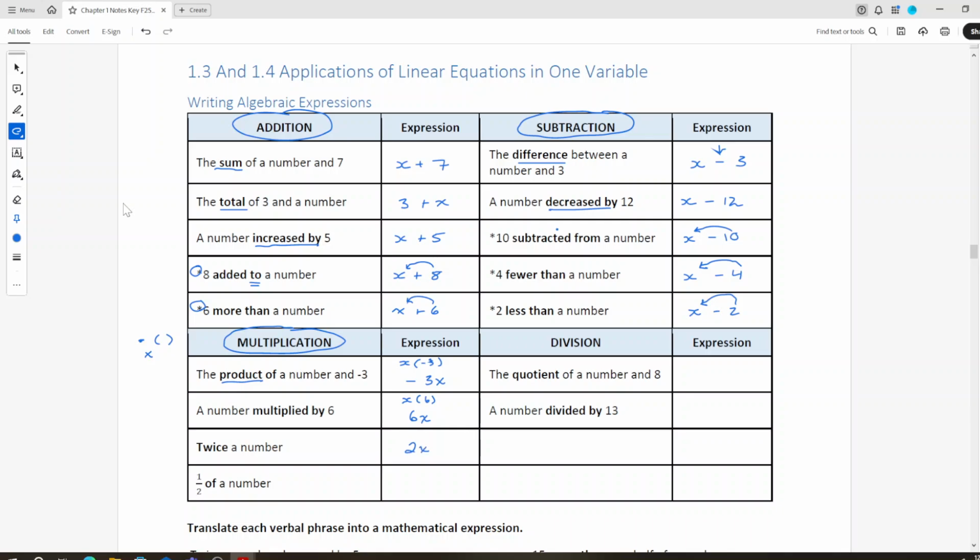They could also say 3 times a number, 4 times a number, 5 times a number, right? And so it would just be written like that. Or even half of a number would be half of x.